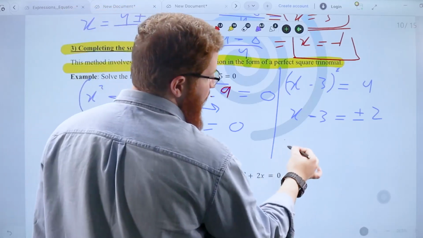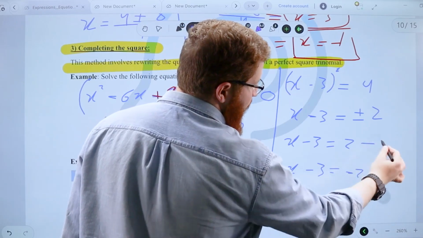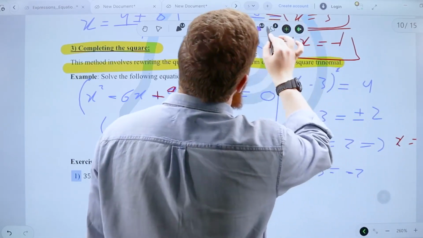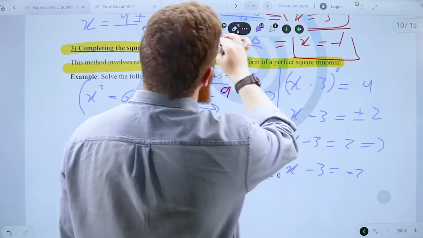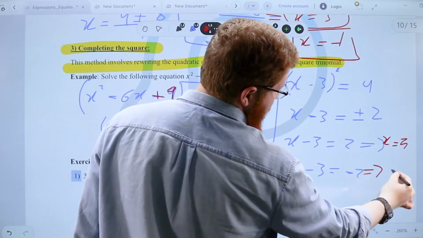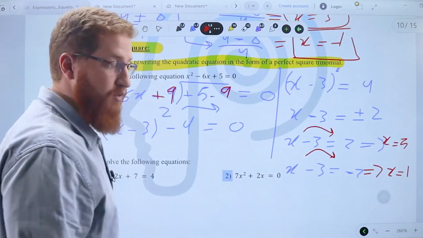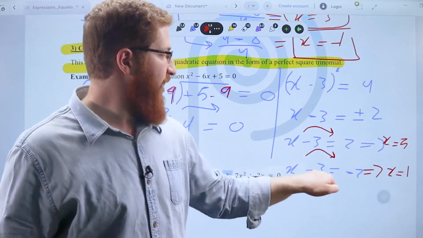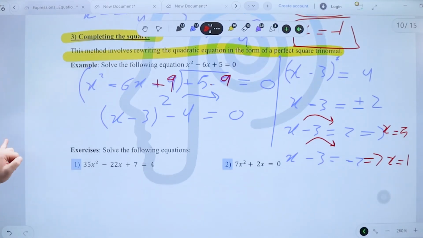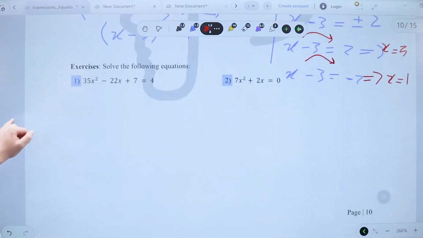Here you have to split it. x minus 3 equals 2 and x minus 3 equals minus 2. You will get here x equals 5, and here you will get x equals 1. Because when you move the 3 to the other side, it will become positive. Positive 3 plus 2, 5. And positive 3 minus 2, 1. This is the third method, which is completing the square. Now let's use the calculator.